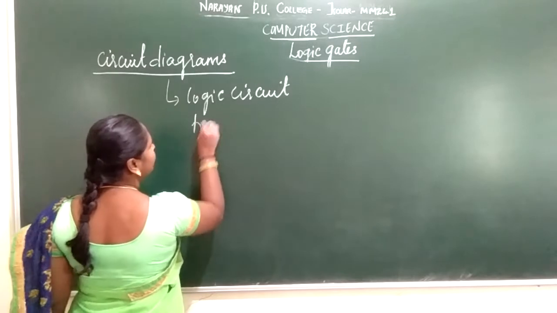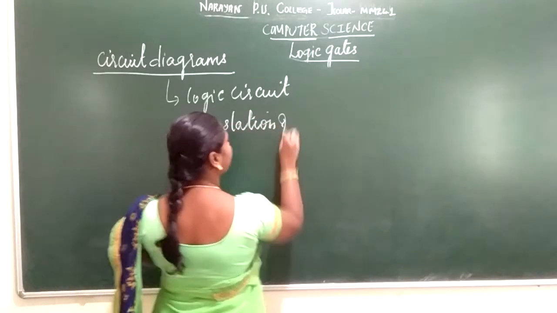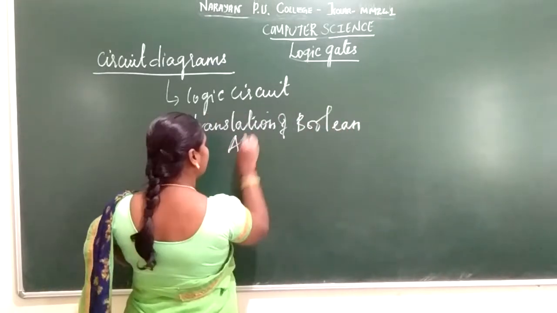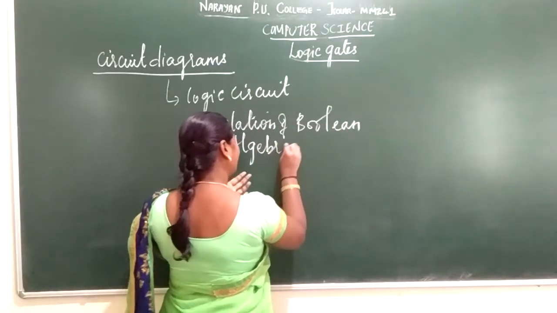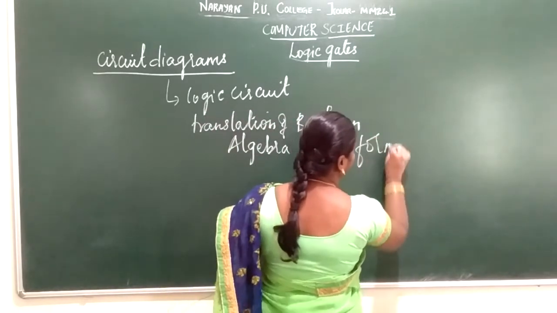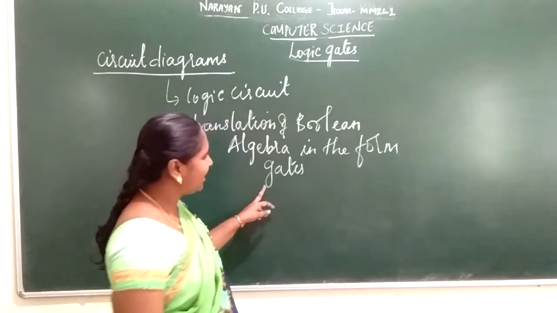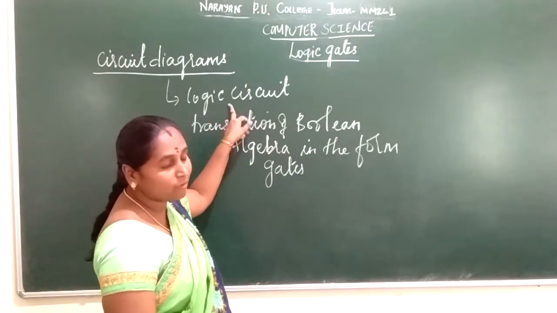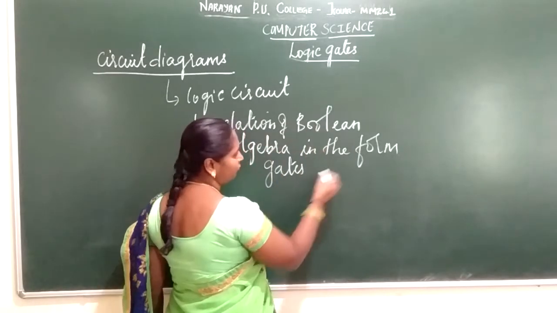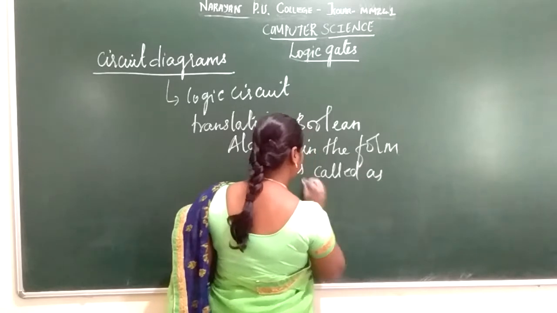You can say the translation of Boolean algebra in the form of gates. I have already told in your second chapter itself, logic gates is nothing but a building block of your logic circuits. So Boolean algebra in the form of gates is called logic circuits.